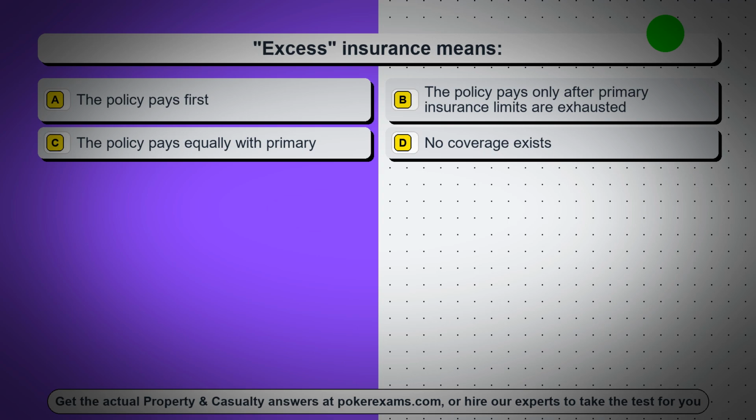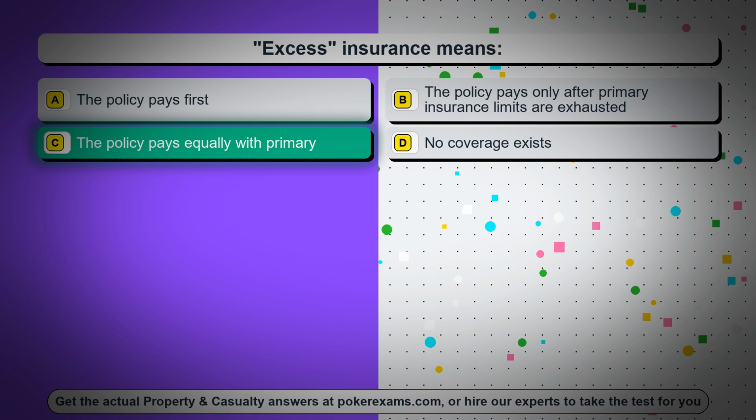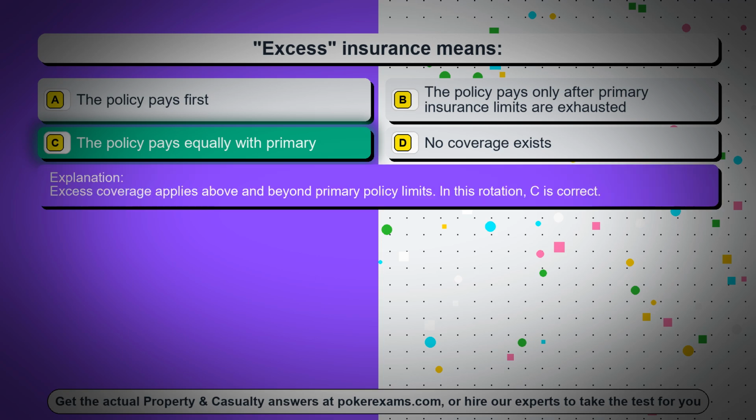Question 99. Excess insurance means, option A, the policy pays first. Option B, the policy pays only after primary insurance limits are exhausted. Option C, the policy pays equally with primary. Option D, no coverage exists. The correct answer is option C, the policy pays equally with primary. Excess coverage applies above and beyond primary policy limits. In this rotation, C is correct.